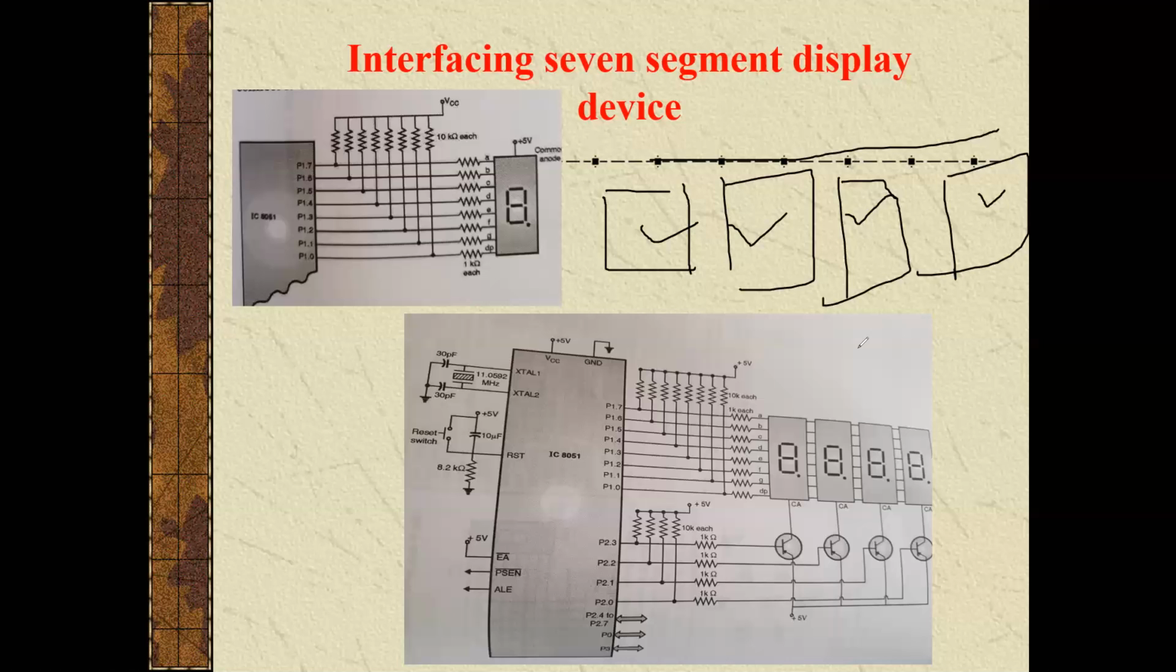Similarly, we give the data on port P1 for the second SSD to enable its common anode pin, keeping the common anode of the others disabled. That can be achieved by giving 0B on P2. Similarly for the third and fourth. The entire procedure is repeated continuously, with about a 20 millisecond delay, so that the human eye feels all the SSDs are displaying continuously.